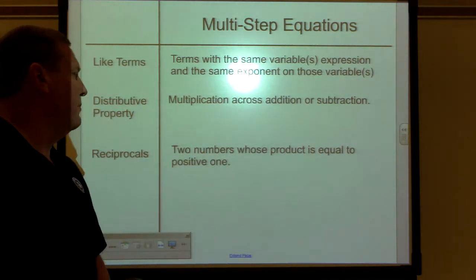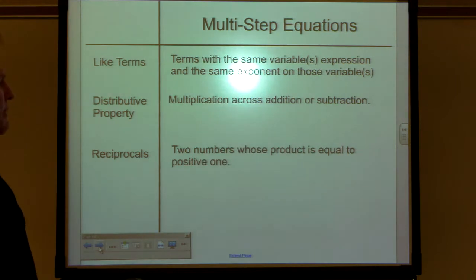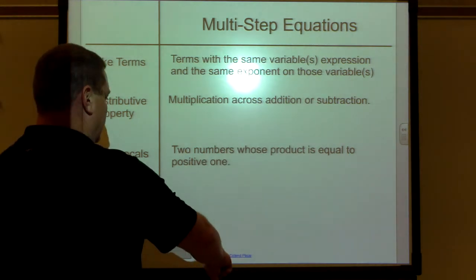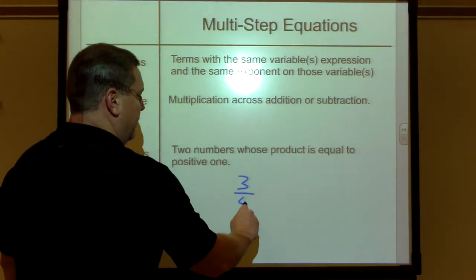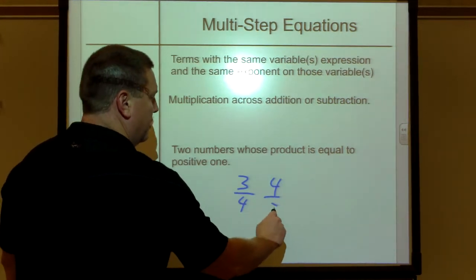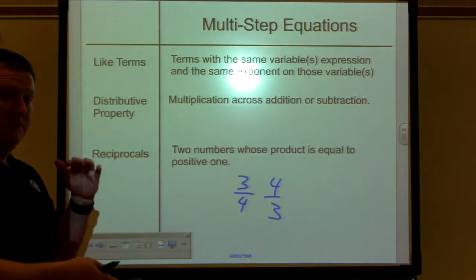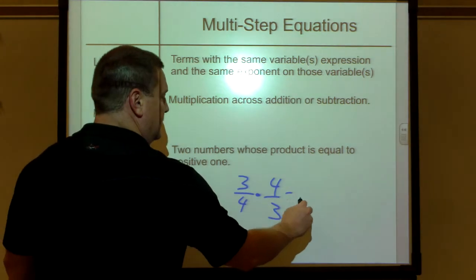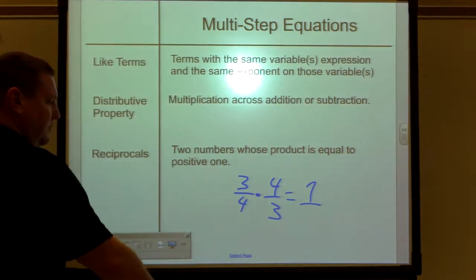Reciprocals are two numbers whose product is equal to positive 1. So I'll give you an example here, 3/4, and the reciprocal of that would be 4/3. So in fraction form, it would just be flipped over, so that when you times these together, you end up with a positive 1.